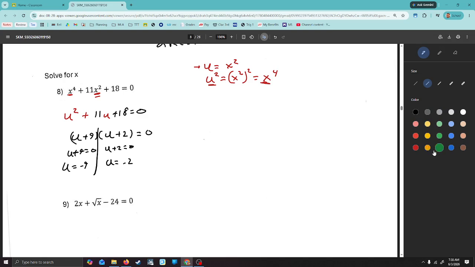Now that I got the u by itself, I can replace it back with what I really want, which is x squared. So x squared equals negative 9. X squared equals negative 2. Which means when I square root both sides here, that's going to be plus or minus 3i. And when I square root here, that's going to be plus or minus i root 2.